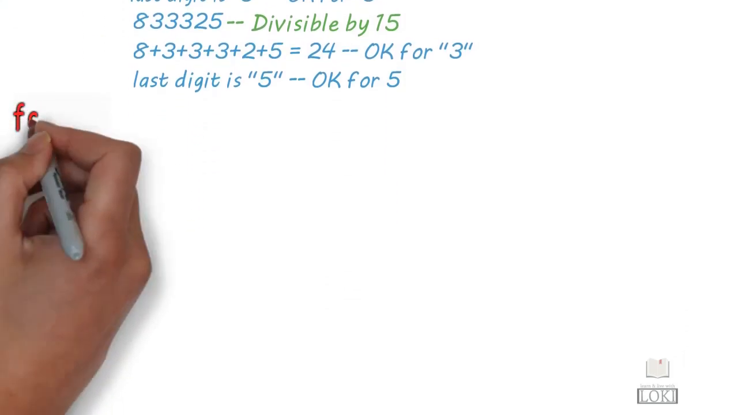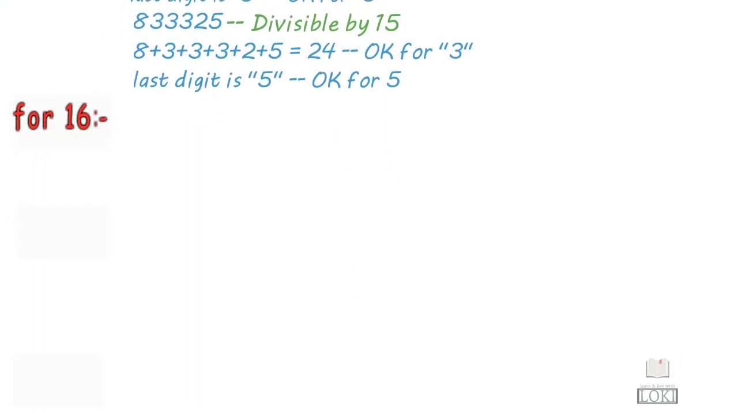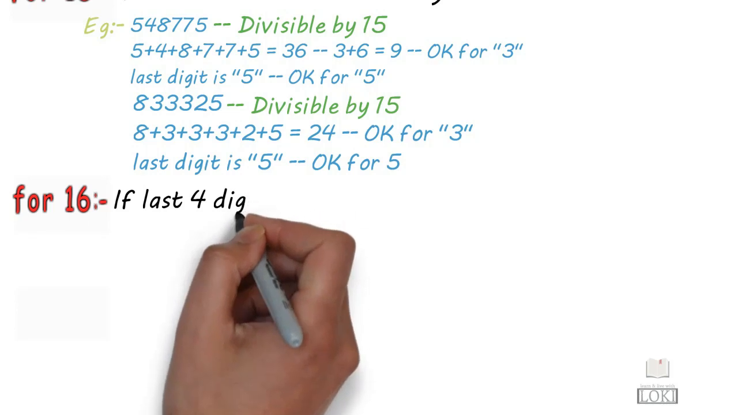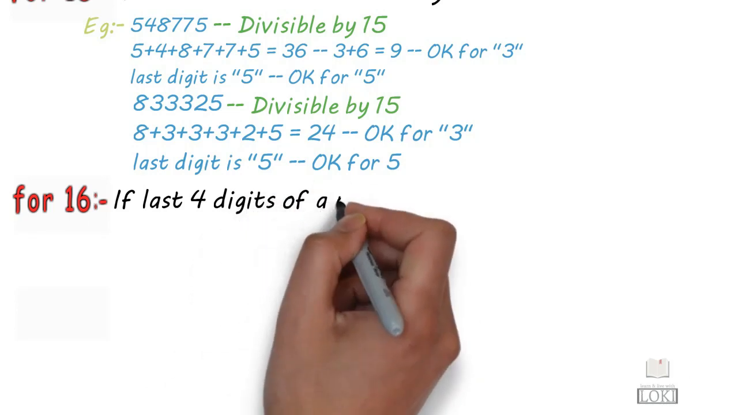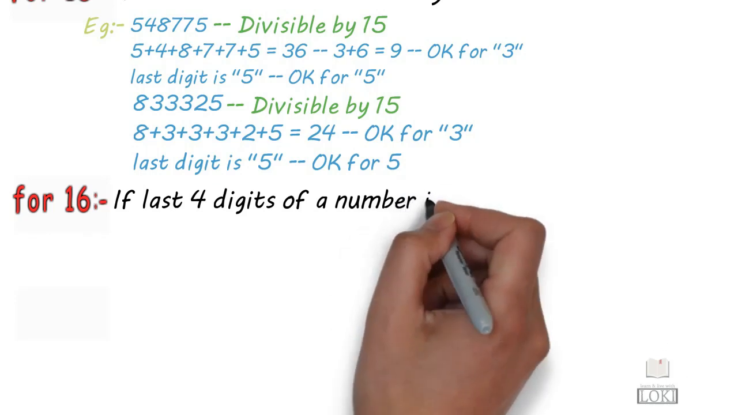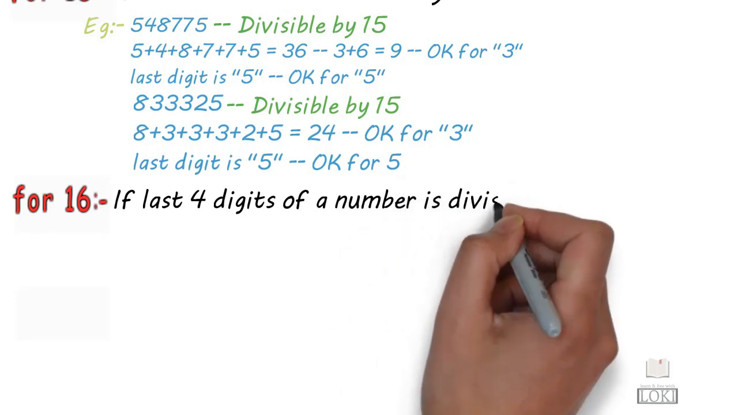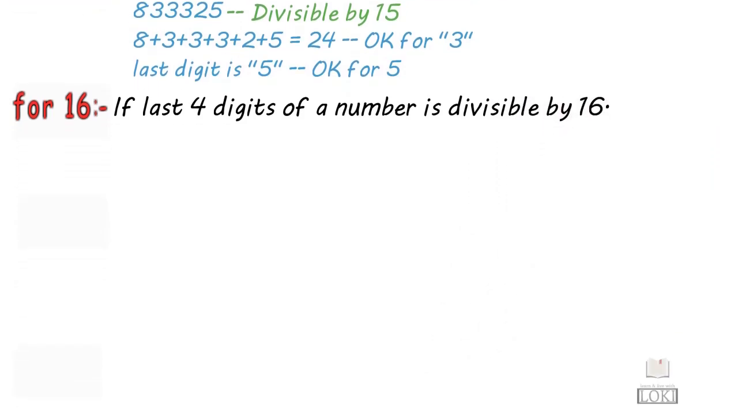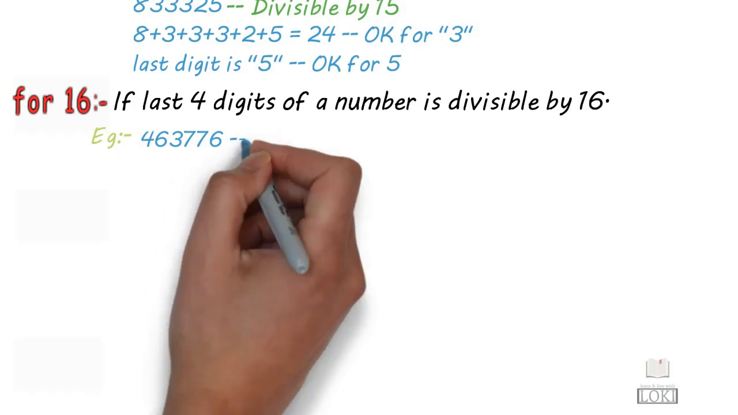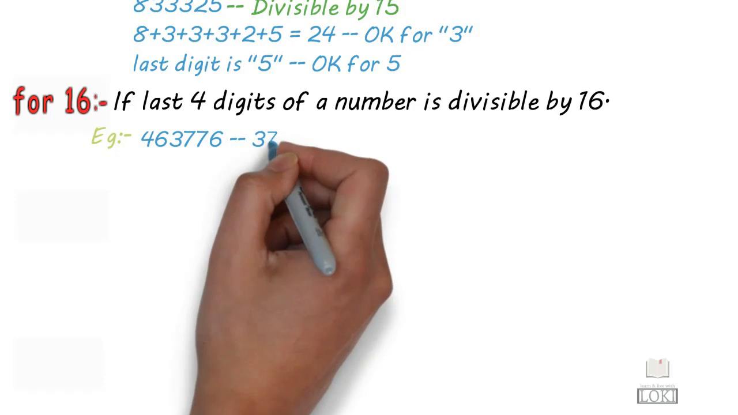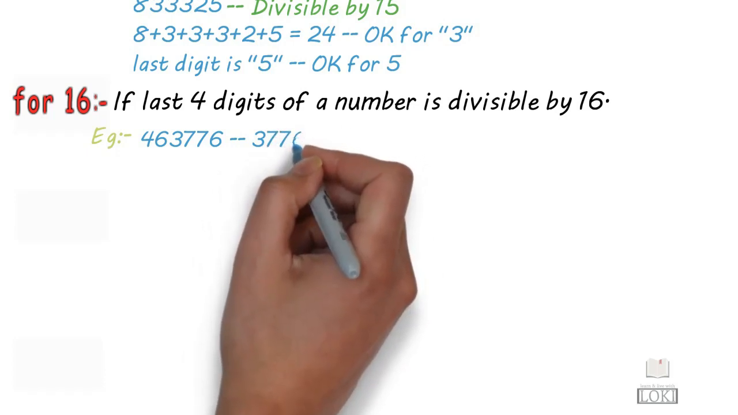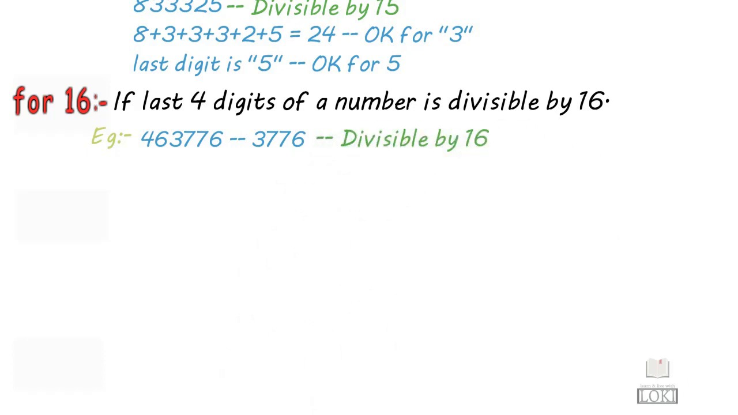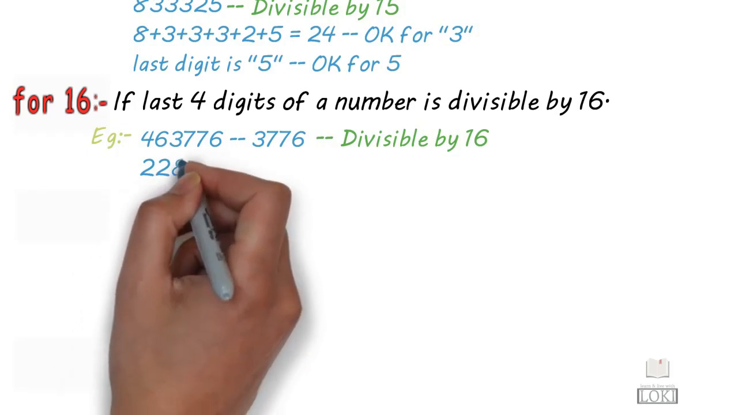Let's see the divisibility rule for 16. To find whether a number is divisible by 16 or not, we have to look at the last 4 digits of that number. And if those 4 digits are divisible by 16, we can say that the entire number is divisible by 16. For better understanding, let's see an example. In this example, we just need to take the last 4 digits, 3776, and look for the divisibility of these 4 digits by 16. 3776 is divisible by 16, so the entire number is divisible by 16.